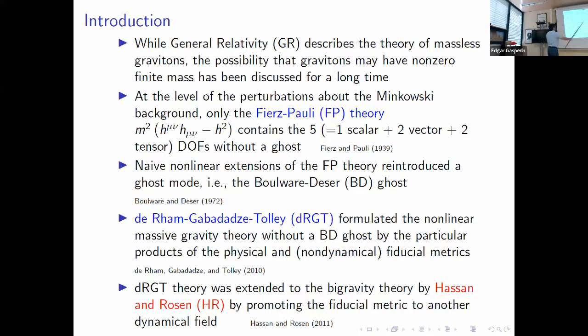Having this physical theory, people tried to extend it to the non-linear level. But in the non-linear extension of the Fierz-Pauli theory, actually a ghost is introduced, which is currently known as the Boulware-Deser ghost. The reason is that even though we can avoid the ghost at the quadratic order, if we consider the cubic order or higher terms of h_{μν}, then from those higher terms the ghost appears in the end.